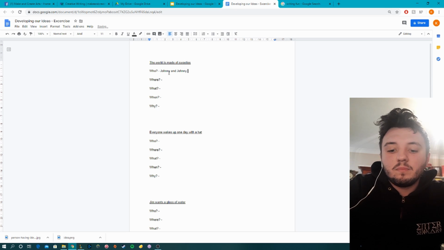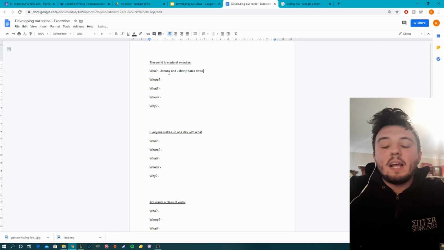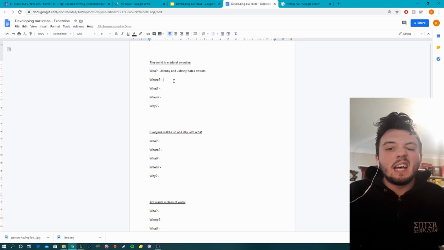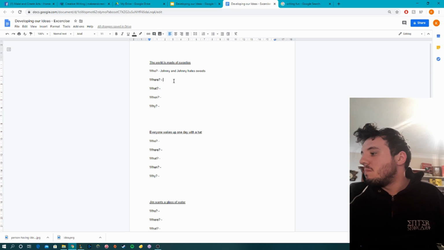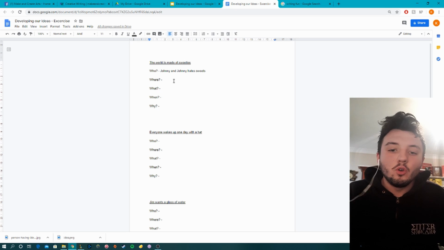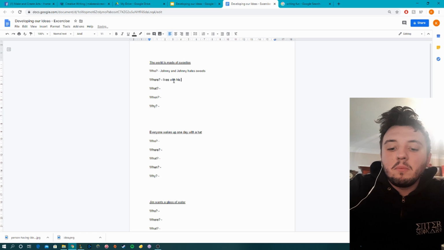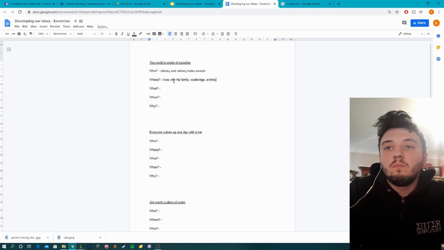and Johnny hates sweets. Okay, so where is Johnny? Where is Johnny? Johnny is just wherever. He's like in his house, he's with his family, he's with everyone about him. Maybe Johnny's a young boy who lives with his family. So we'll say lives with his family. It's, you know, Coatbridge or Airdrie or whatever. Okay.